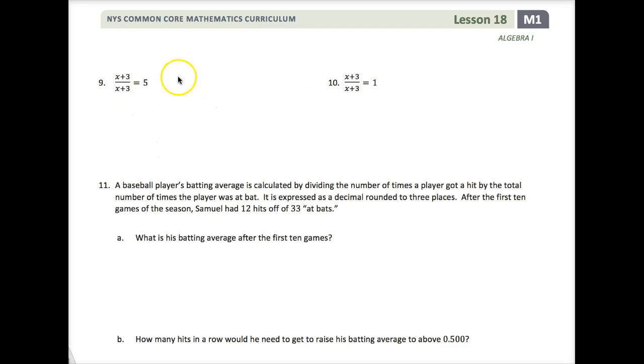So let's go ahead and set our limits. We know that x plus 3 cannot equal 0. That's true for both of these. And that leaves us with x cannot be negative 3. Cannot be negative 3 in either case.